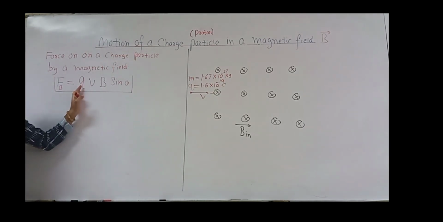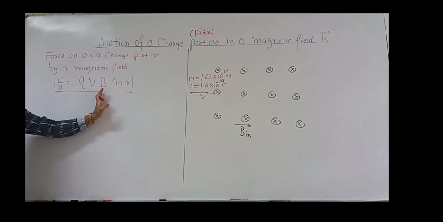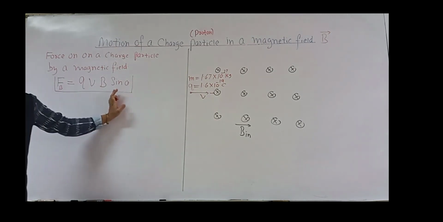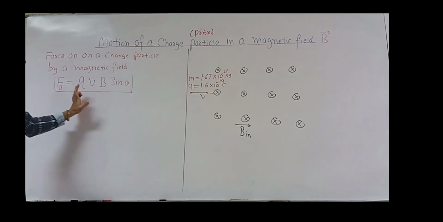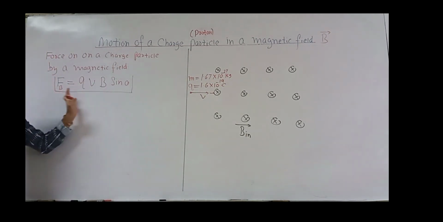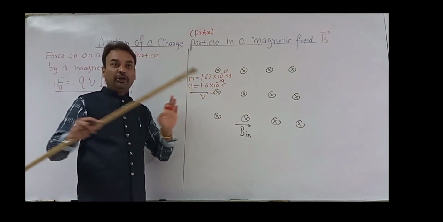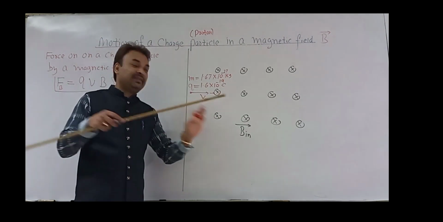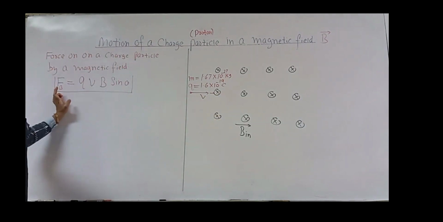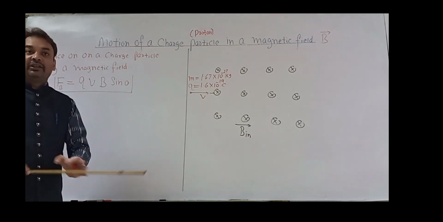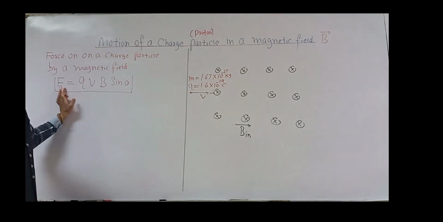So there are four factors on which the force on the charged particle will depend: the charge, how much charge we are sending into the magnetic field, the speed of the particle entering the magnetic field, the value of the magnetic field, and the angle with which the particle is entering the magnetic field, right? So the four factors control the magnetic force. If we increase the charge, meaning if we throw two charged particles inside the magnetic field, definitely the force will be more, right? So overall, the magnitude of the charge will decide the force also.